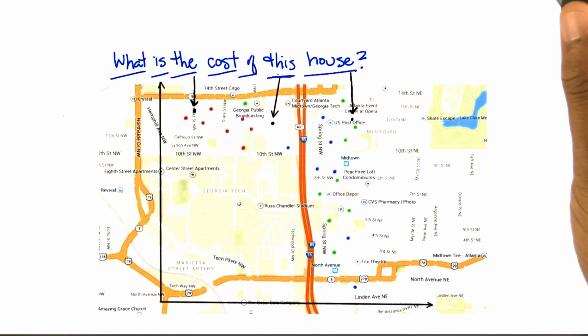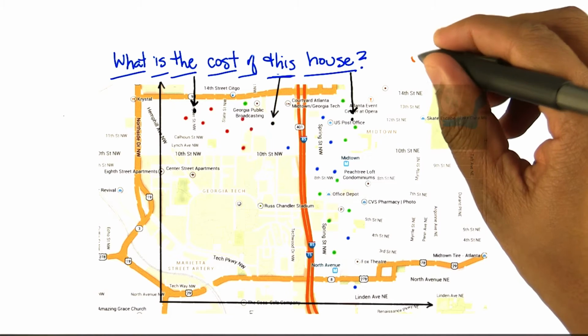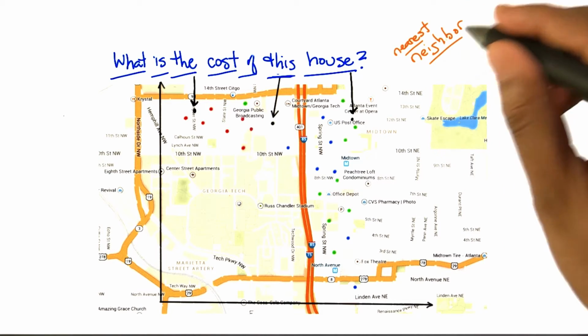Yes, and I think you would be right. And I like the word that you used there. You talked about its nearest neighbor. So I like that. I'm going to write that down. Neighbor. Okay. So I'm going to look at my nearest neighbor.